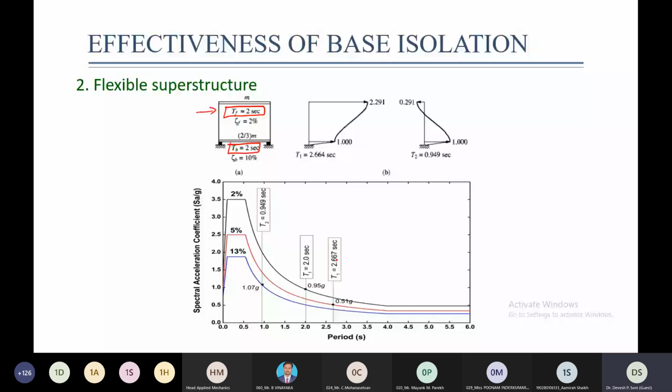So it is shown by these three graphs. Okay, the 2% damping graph, and then 10% damping graph, and finally 13% damping graph, because 13% damping, modal damping ratio in first mode is coming 13%. So flexible superstructure is also not suitable for base isolation system. So there are basically two candidates for which the isolation system is not useful.